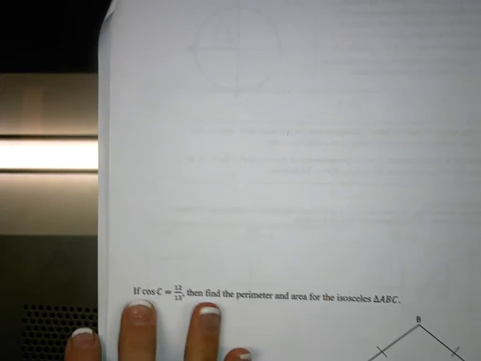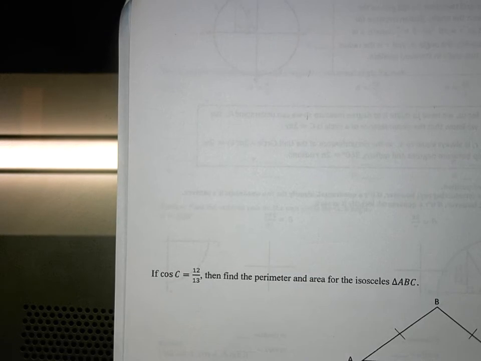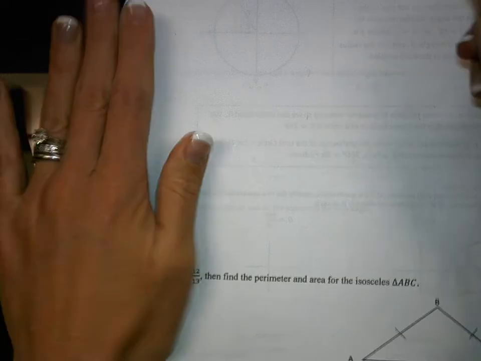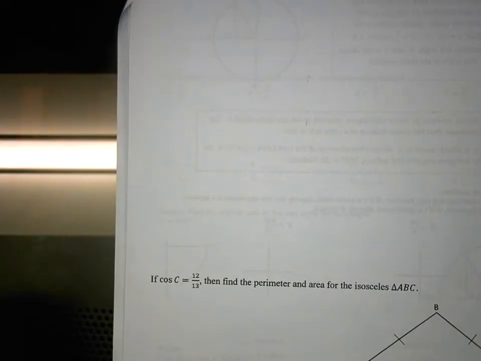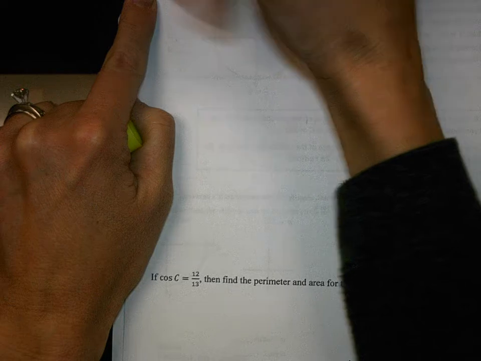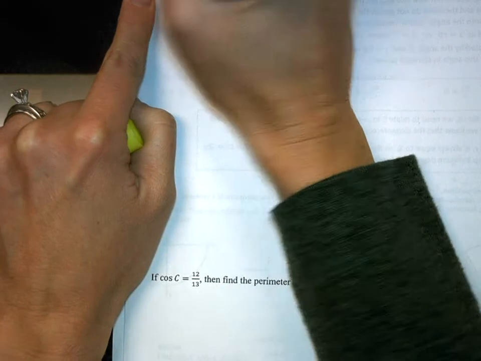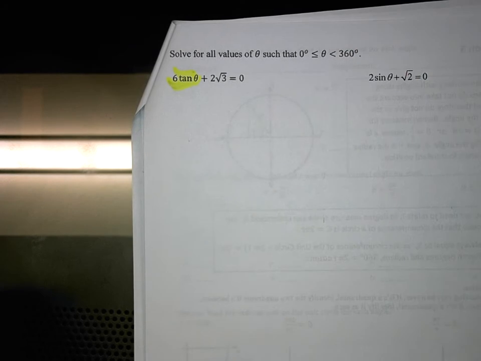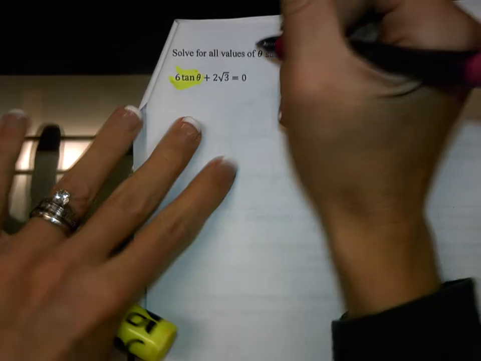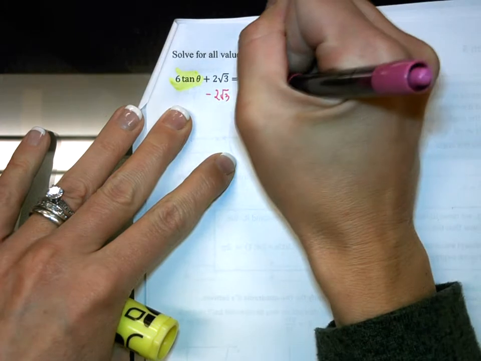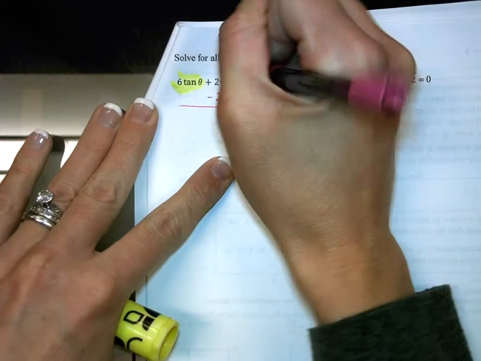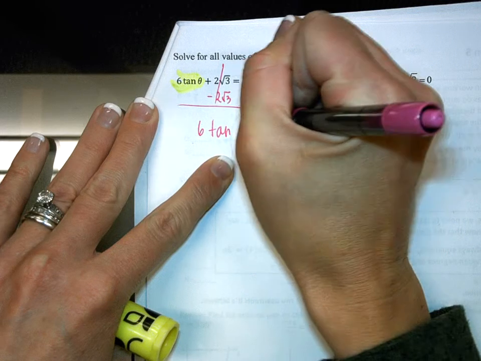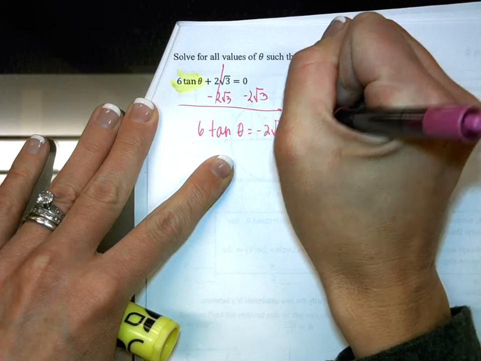Okay. Go ahead and turn the page. A couple more examples. Again, on this one, we're trying to get 6 tangent of theta by itself. What will I do first? Good. Subtract 2 root 3. 6 tangent of theta equals negative 2 root 3.